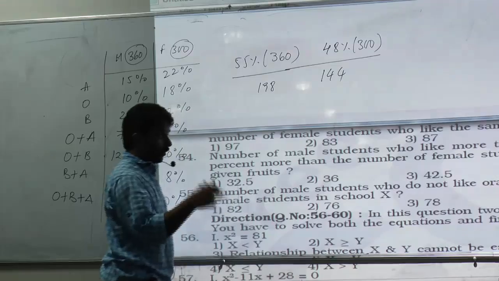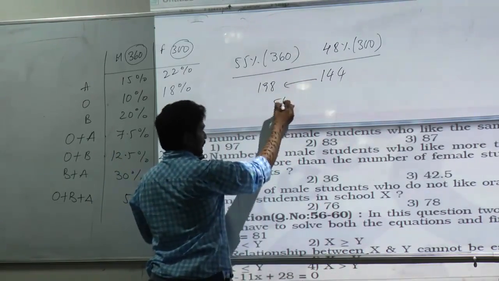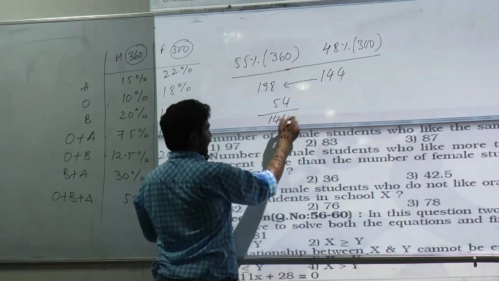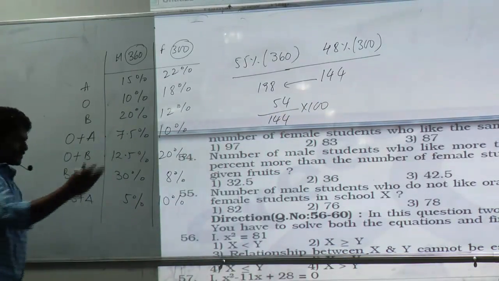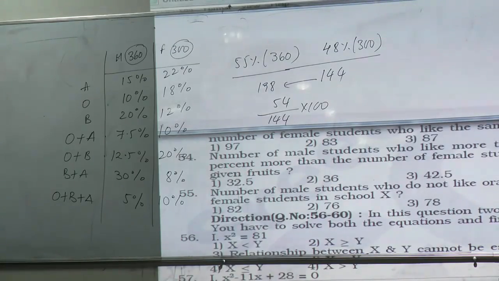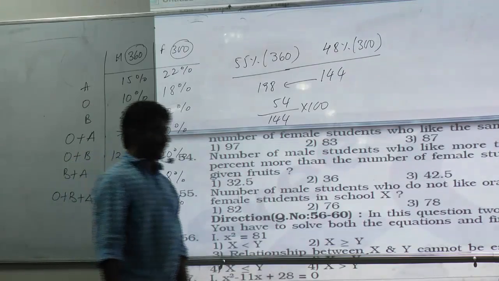They asked what percent more. 198 is how much more than 144? 54. From where? 144. Percentage, right? So into 100. Look at your options. Options are very close to 35 and then something, 40. Okay. Let's go for 30%.